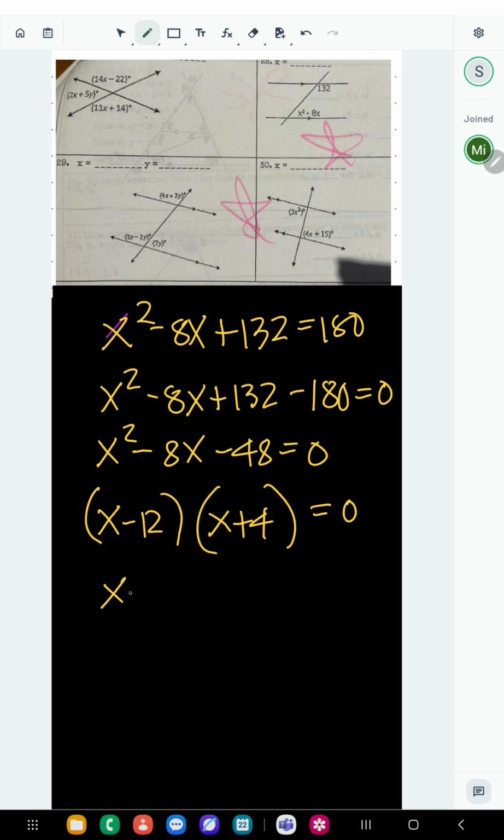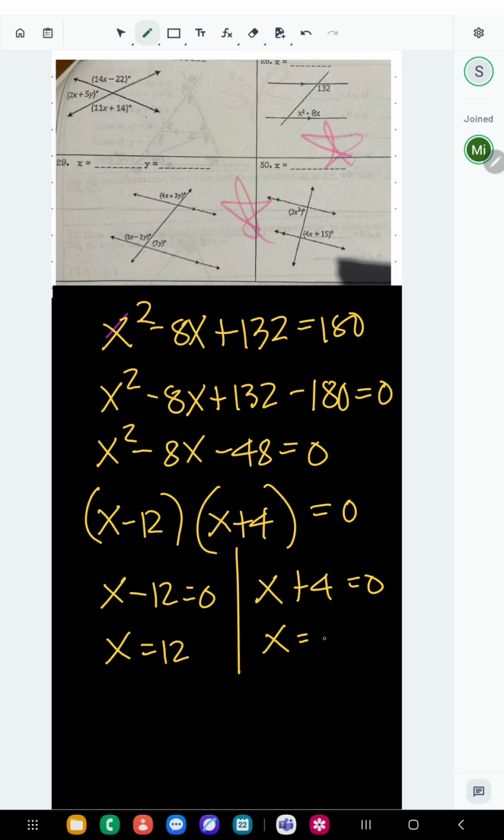Then we equate them to 0 to solve for the values of x. So x is equal to 12, x is equal to negative 4. So we neglect the negative. There's no negative angle. No, it's not the angle, it's the value of x. It can be 12 and negative 4. Let me check. Yes, there's no negative angle.